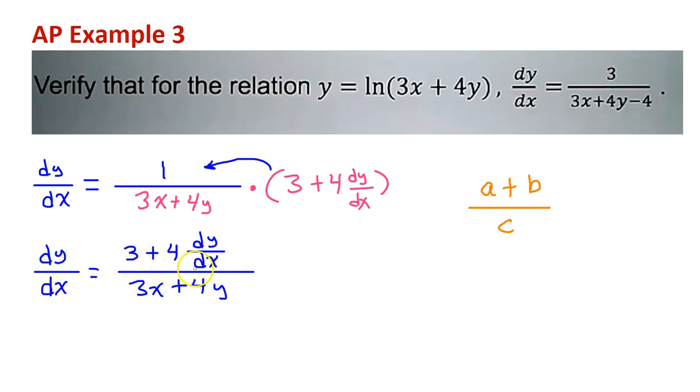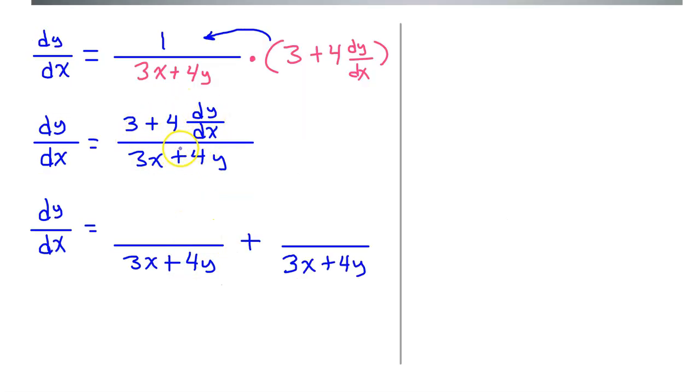I think I need to split this apart. I'm going to use what I call the a plus b over c rule, which says I can rewrite an expression in this form as a over c plus b over c. So c, in this case, is the denominator, 3x plus 4y. And I'm looking at this as my a and this as my b. So I can take this one fraction and split it up into the sum of two fractions using the common denominator of 3x plus 4y.